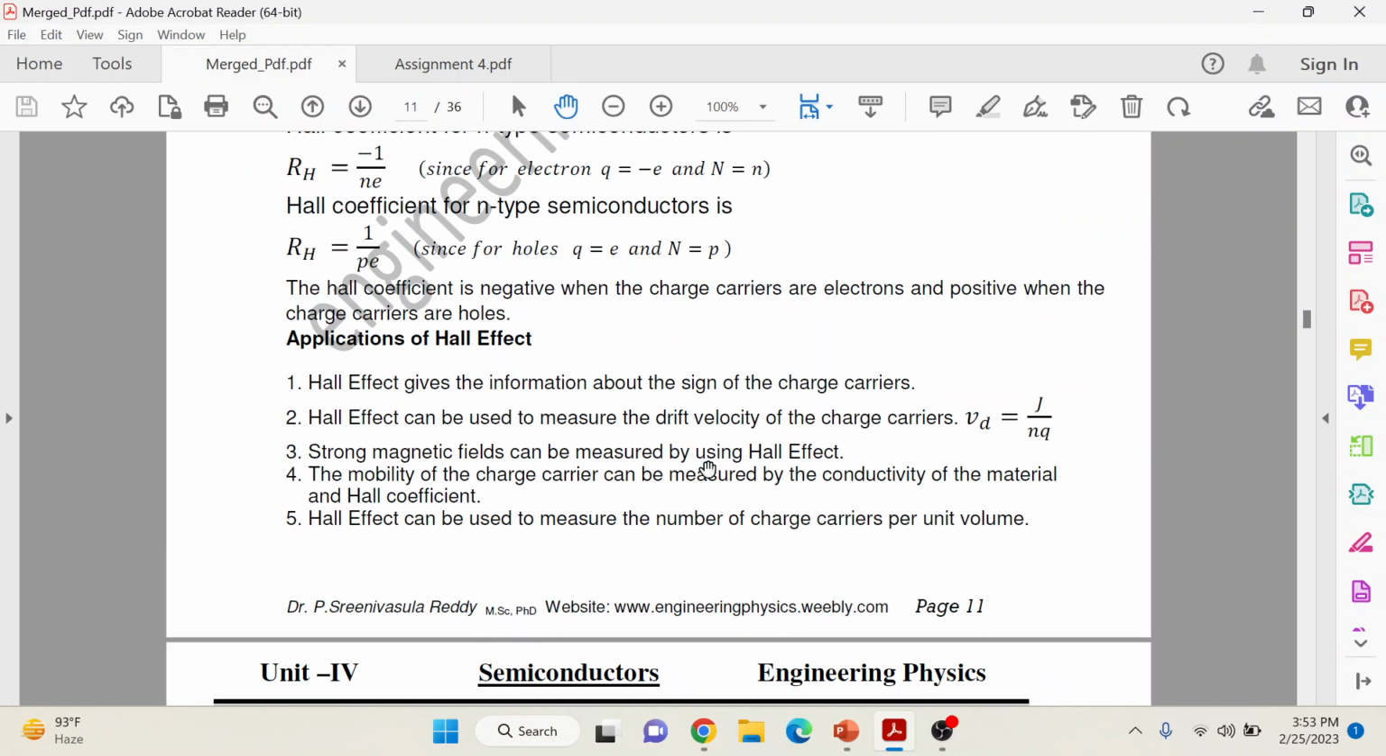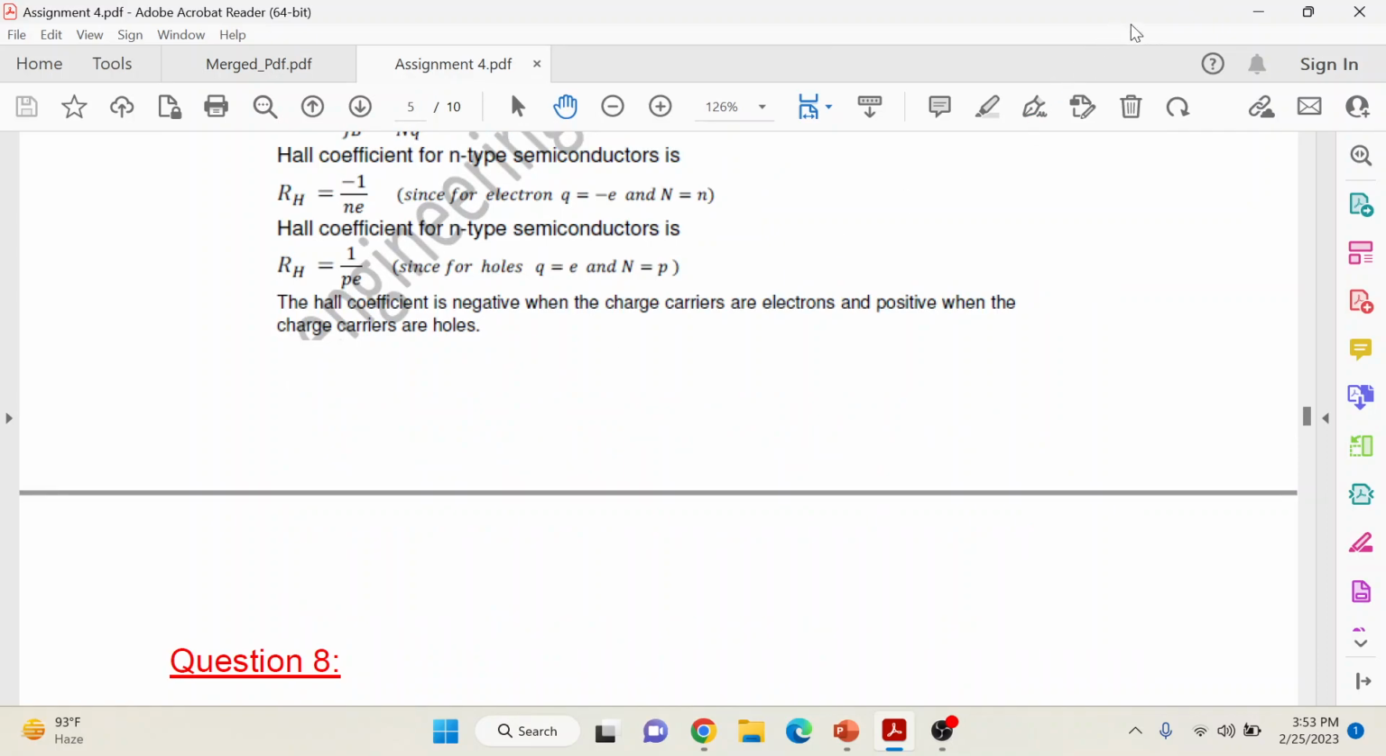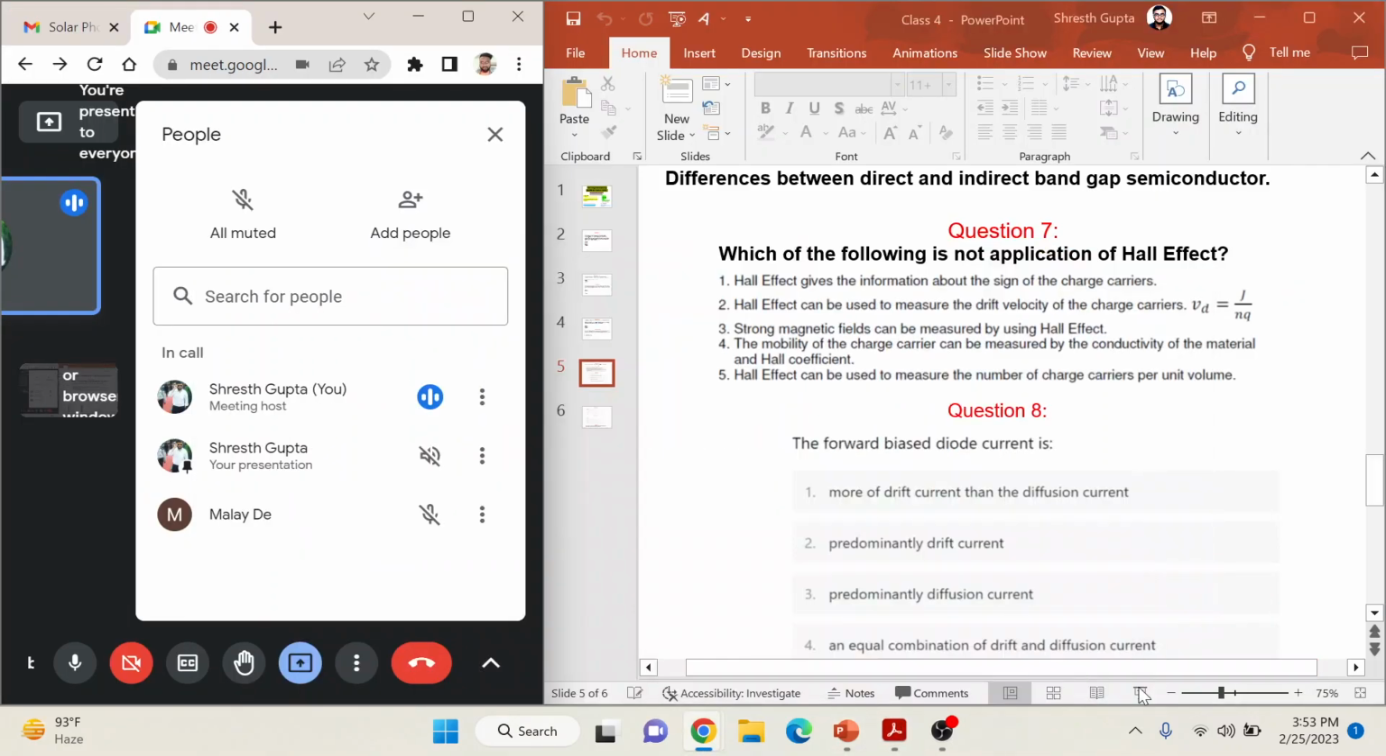The mobility of the charge carrier can be measured by the conductivity of the material, definitely, and the Hall effect can be used to measure the number of charge carriers per unit volume. Absolutely. That means all the options were right. Are you getting me? Yes, sir. Okay. Now the next question.